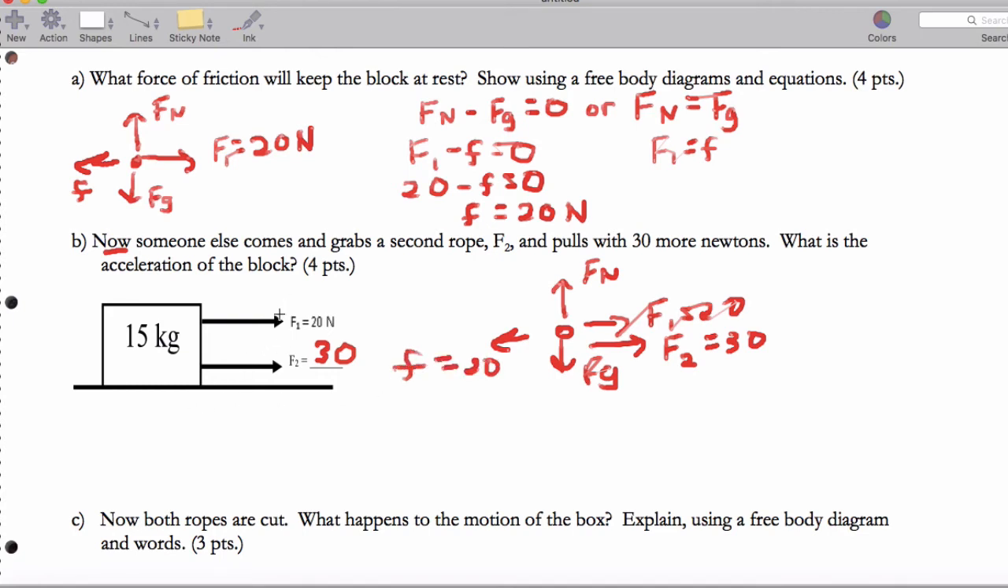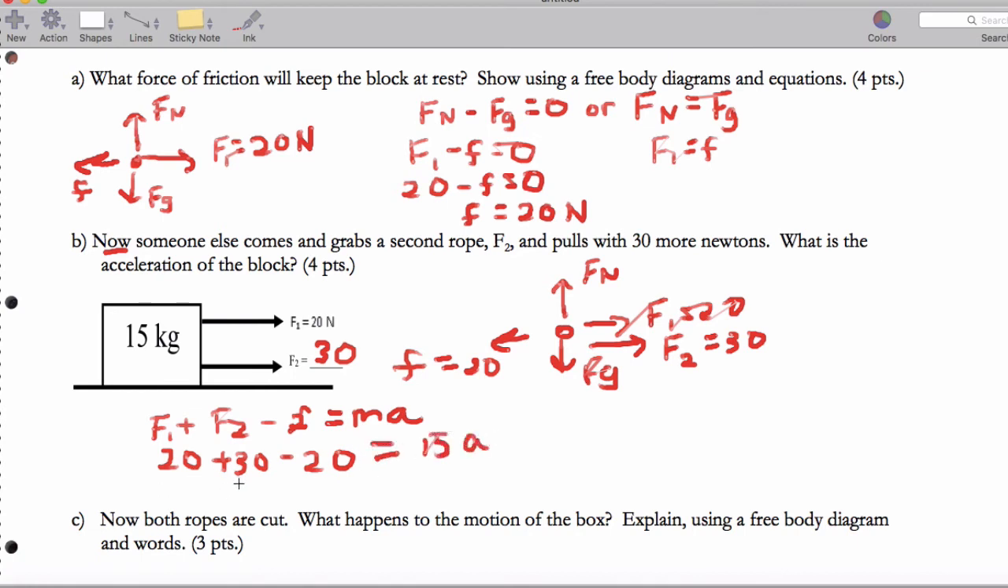So let's set up our horizontal equation. Now we're no longer balanced, so we have F1 plus F2 minus 20 minus the friction force. But since it's not balanced, that equals ma. So we're going to have 20 plus 30 minus 20 equals 15 times a. This gives us 30 equals 15a.